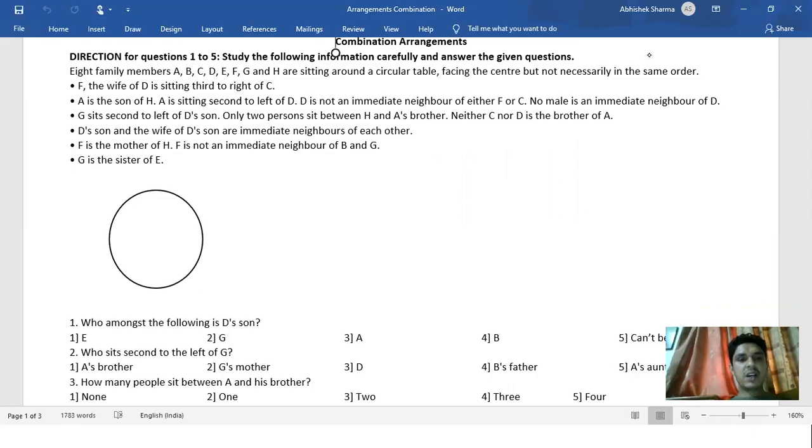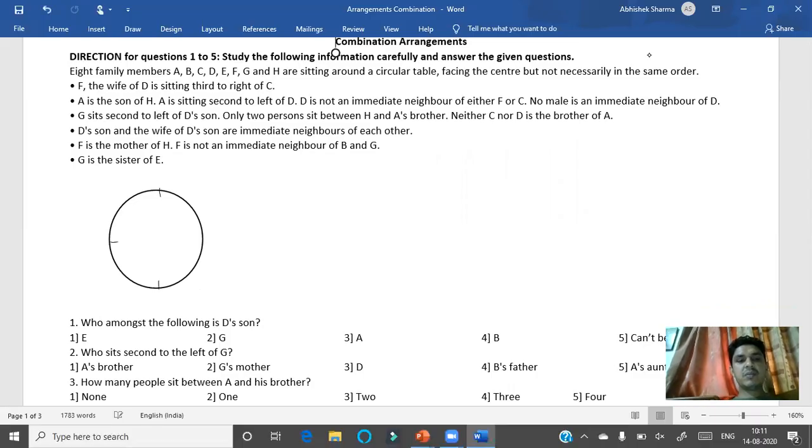So friends, I have drawn a circular table and am dividing it into 8 equal parts, facing the center but not necessarily in the same order. F, the wife of D, is sitting third to the right of C. So we can write it as F is the wife of D. As a wife, F will be female and D will be male. And F is third to the right of C.